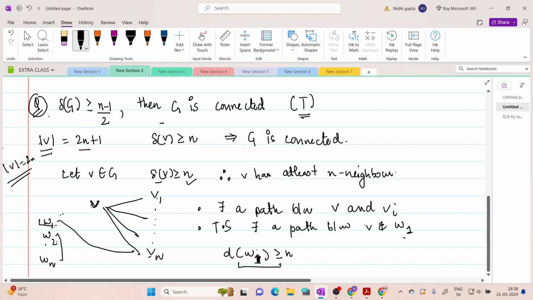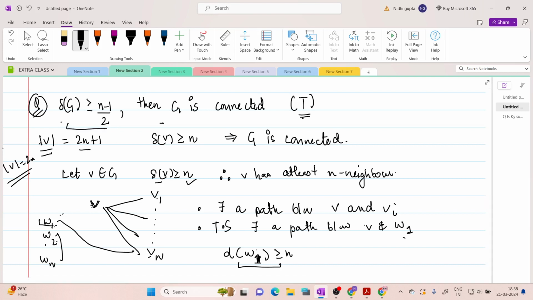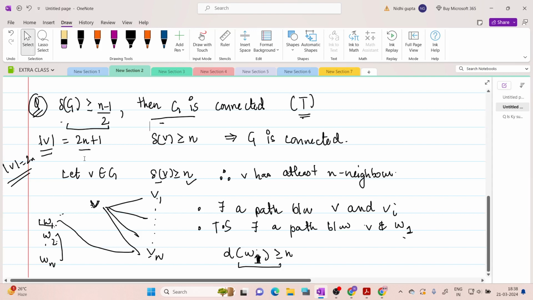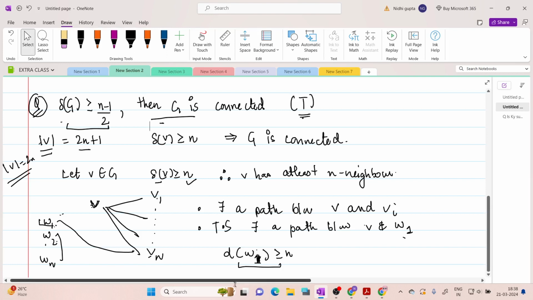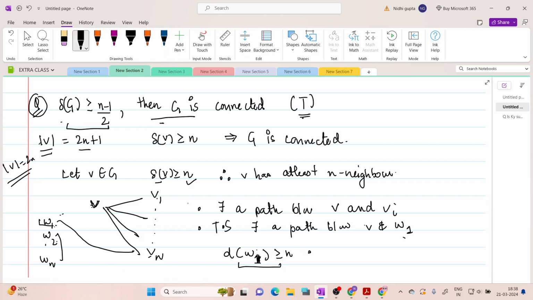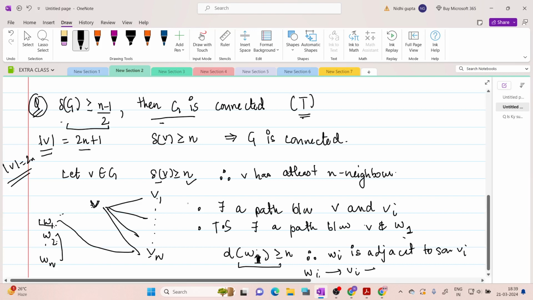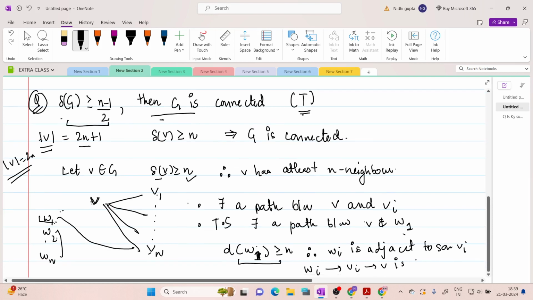So now we have shown that if the minimum degree is greater than or equal to (n minus 1) by 2, then G is connected. So we have shown the truth of this statement. Is it clear to everyone? This statement at least? Is this statement correct?